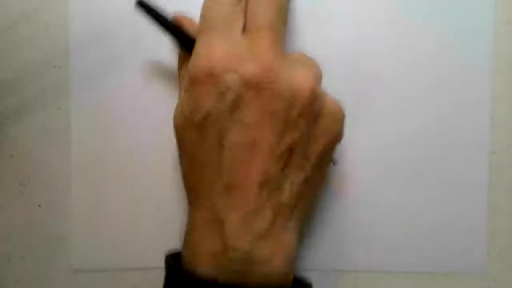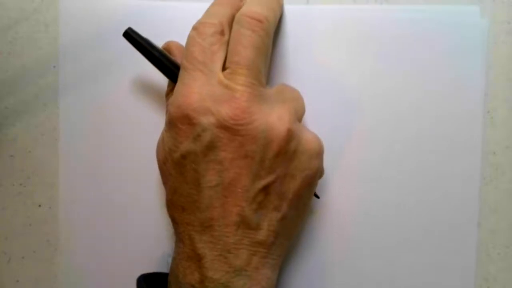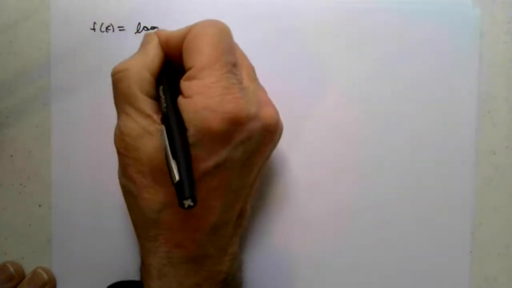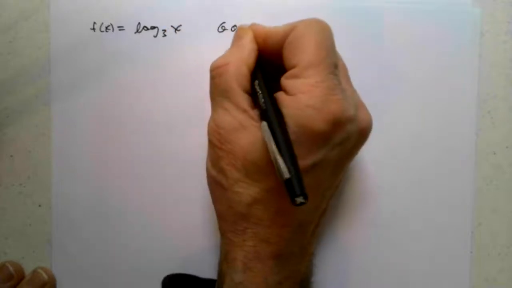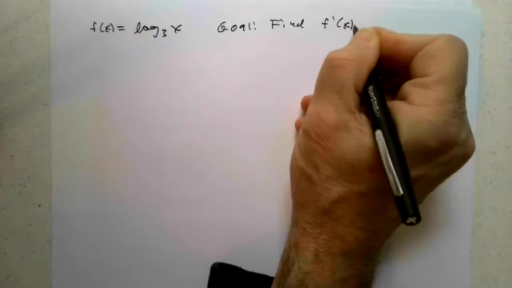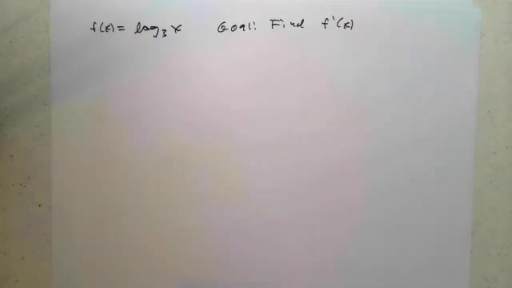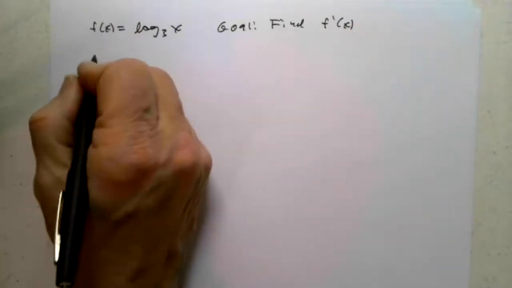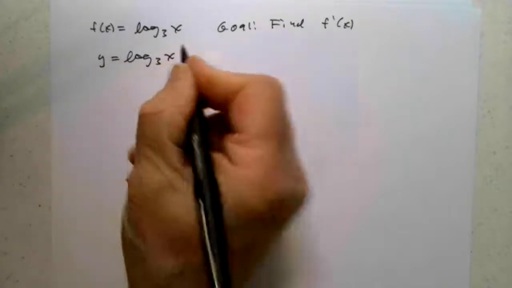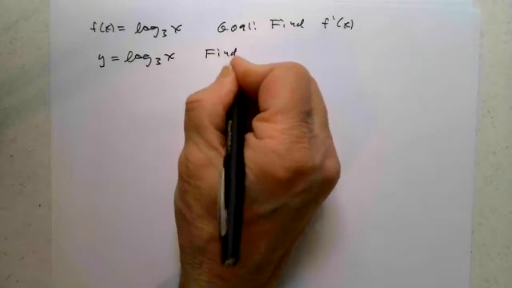So this lesson is more examples of logarithmic differentiation. So here we're going to say that f of x is log base 3 of x, and our goal is to find the derivative, f prime of x. So again, I want to use the logarithmic definition approach with implicit derivatives. So I'm going to rewrite it as y equals log base 3 of x, and my goal then is to find dy dx that's equivalent.